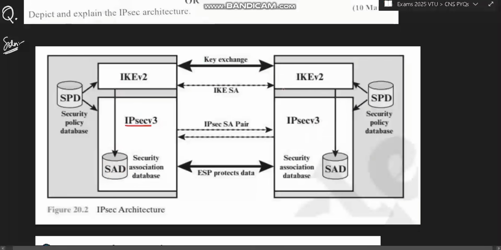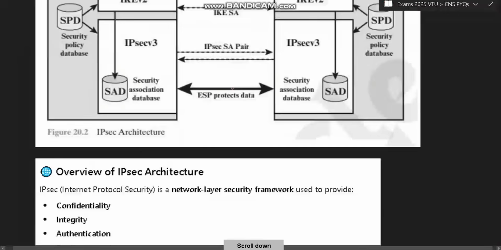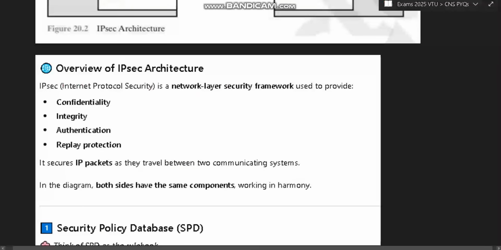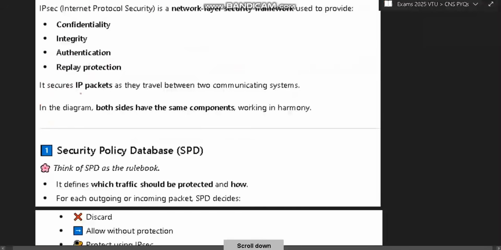The same diagram is there on the other side too, and in between you will be writing key exchange for the Internet Key Exchange, and IKE security association in between them, and IPSec SA pair between these two, and finally we have ESP protects data. Now, in the theory part, first you have to write the overview of IP security architecture. IP security stands for Internet Protocol Security. It is a network layer security framework used to provide confidentiality, integrity, authentication, and replay protection. It secures IP packets as they travel between two communicating agents.